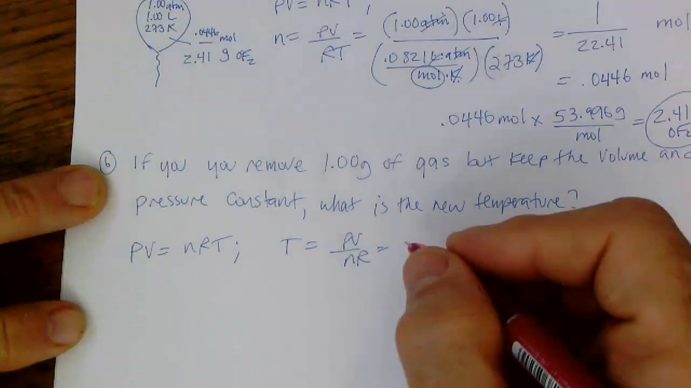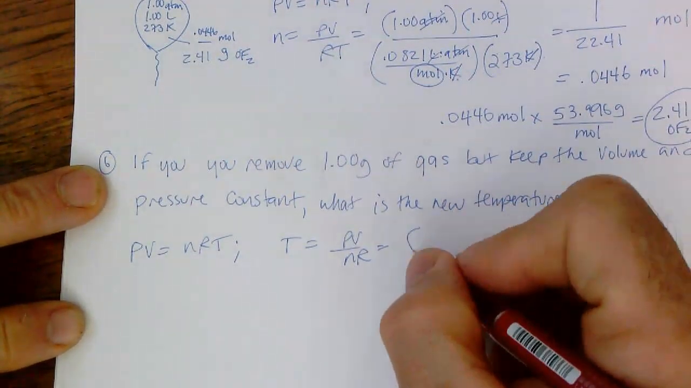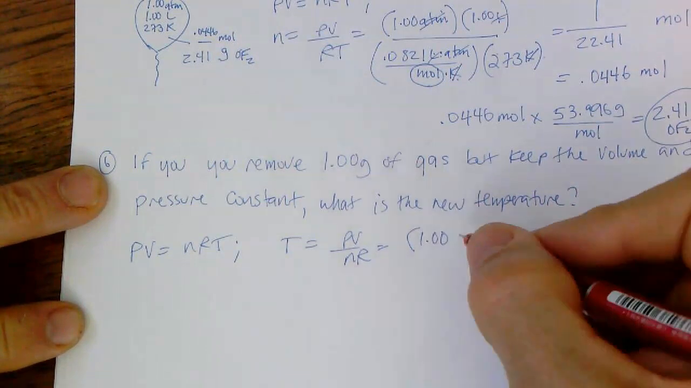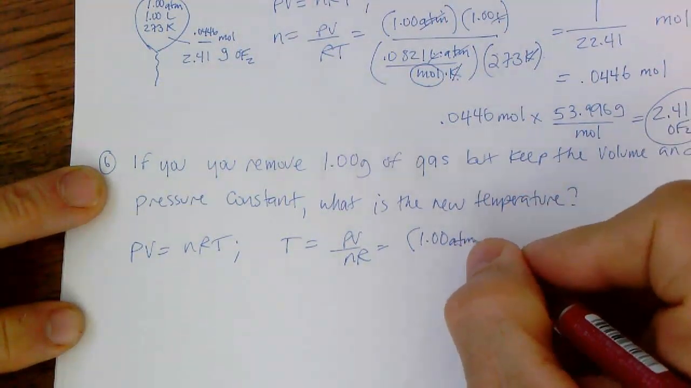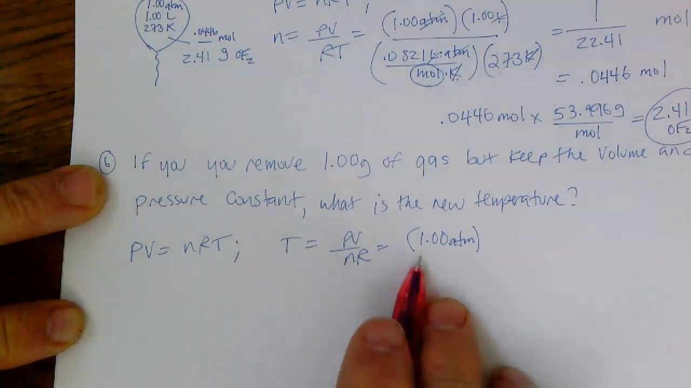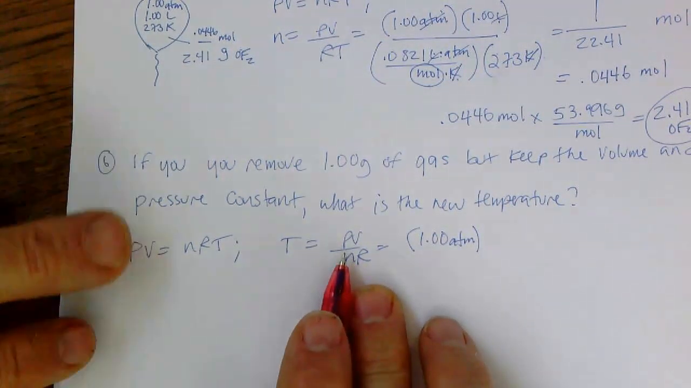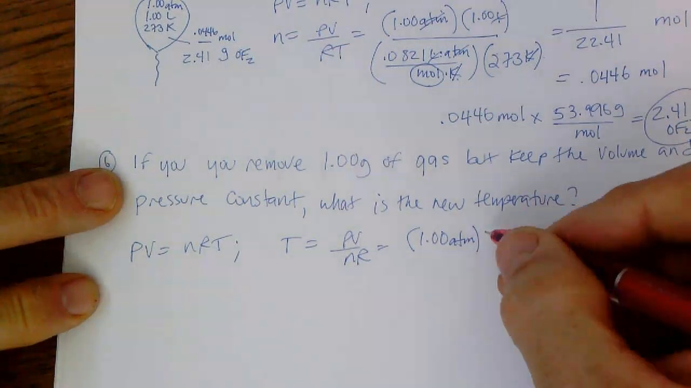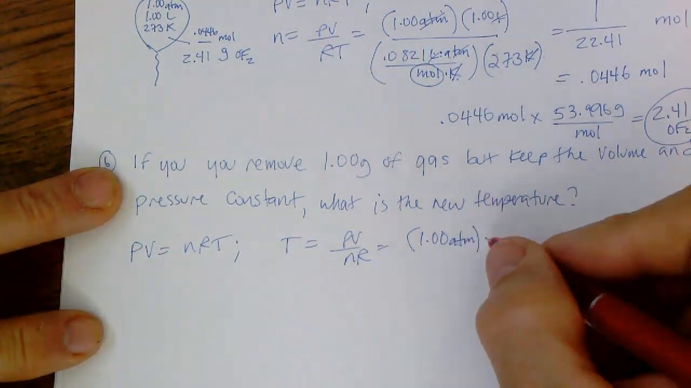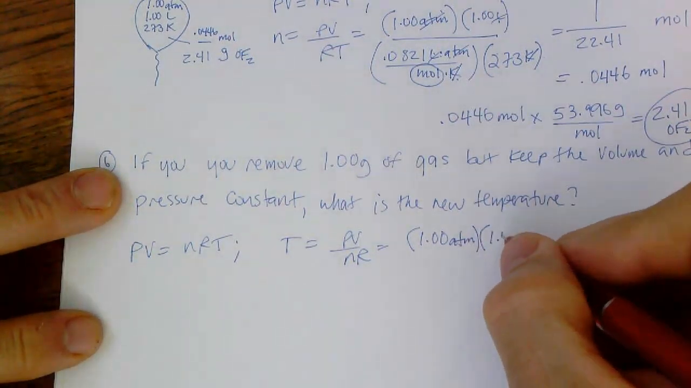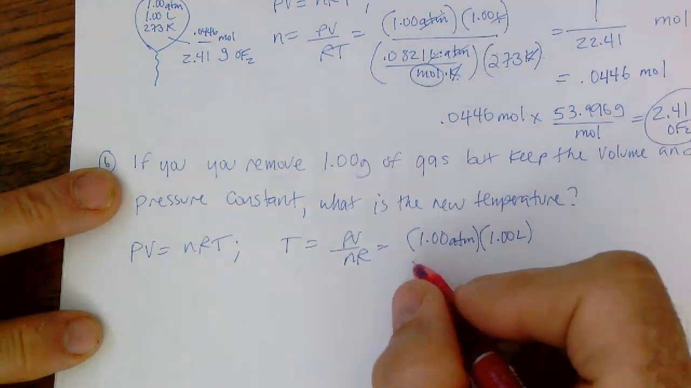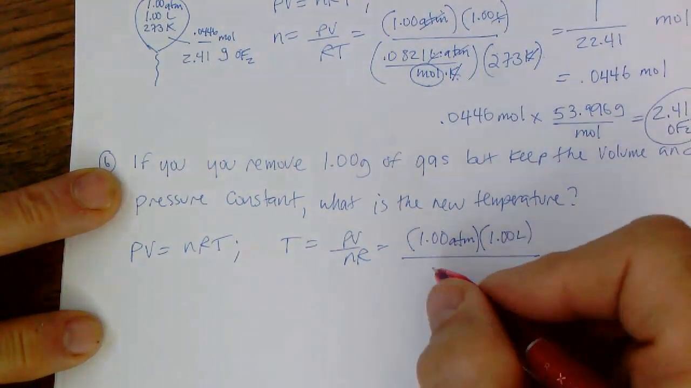And make sure you use L-atm-mol-K: liters, atmosphere, mole, and Kelvin. Pretty standard conditions here, 1.00 atmospheres. And for people seeing this from the outside, they might be saying, why don't you use Avogadro's principle? Yeah, we could, but you don't have to, so we're not going to. So we have 1 atmosphere, we have 1.00 liters, we have N.